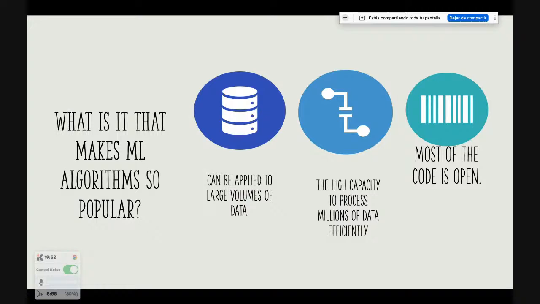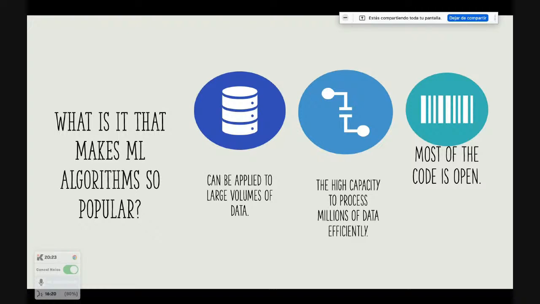What is it that makes machine learning so popular? Some aspects are that it can be applied to large volumes of data, which is one of the main challenges with the escalation of information today. And secondly, it's the high capacity of processing millions of data efficiently with current technological advances in terms of computing capacity.